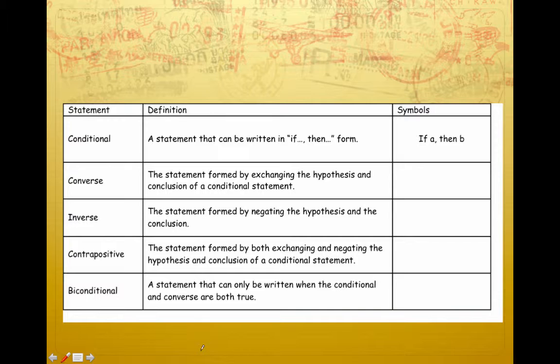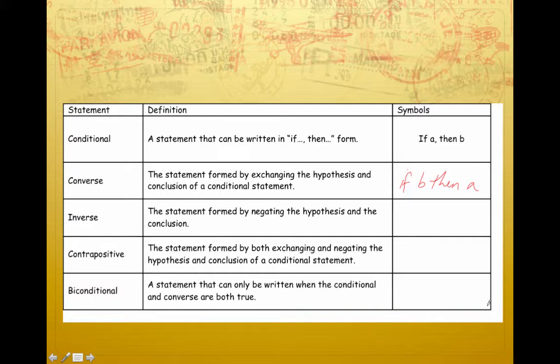Okay, so a conditional statement is one that can be written if-then. So if A, then B. A and B represent sentences or properties. In the previous example, A was someone is a woman, and B is they are a human. The converse of a conditional statement is where you switch it. So you say, if B, then A. In the previous example, it would have been, if you're a human, then you're a woman. And no arguments from the ladies, that one's false.